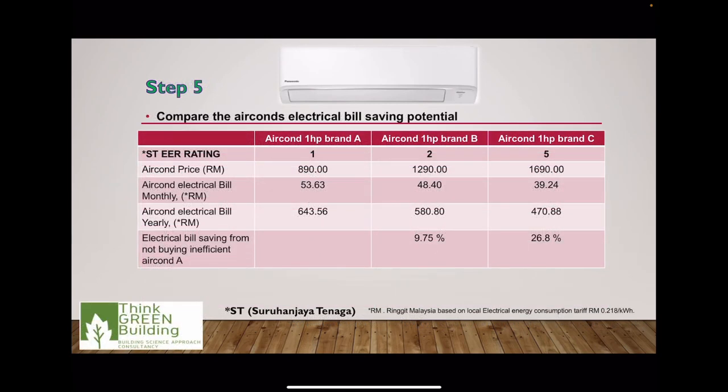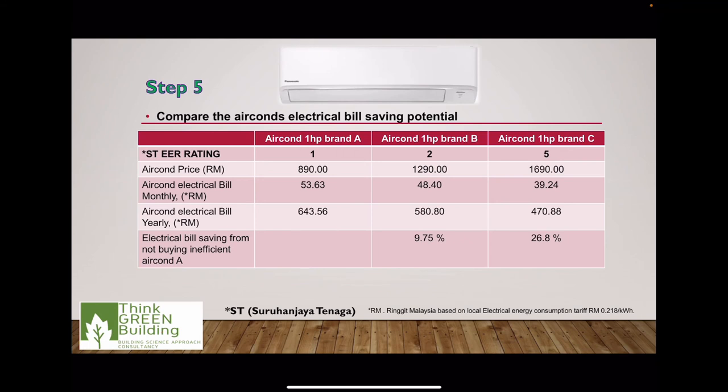Step number five. You have to compare the ecological bill saving potential. Here, let's say you have three kinds of aircon that the retailer, the aircon seller, recommends you to buy, and you don't know how to make a decision. Then you can make a decision based on the ecological bill saving potential, because you can predict it already, you have the prediction already.